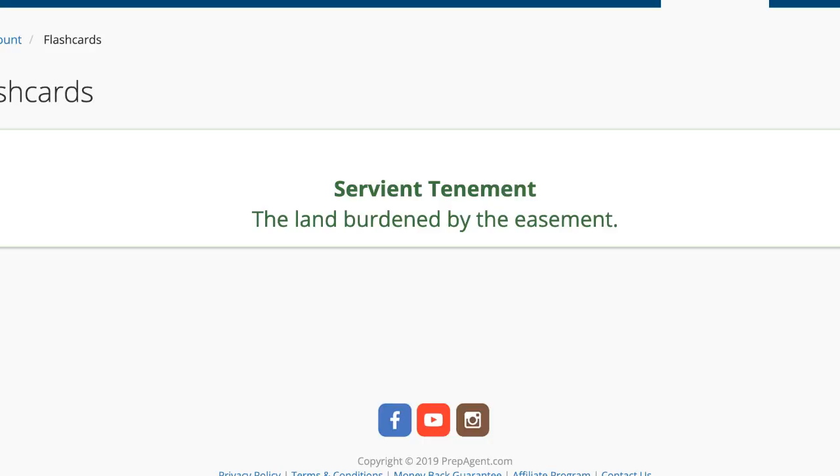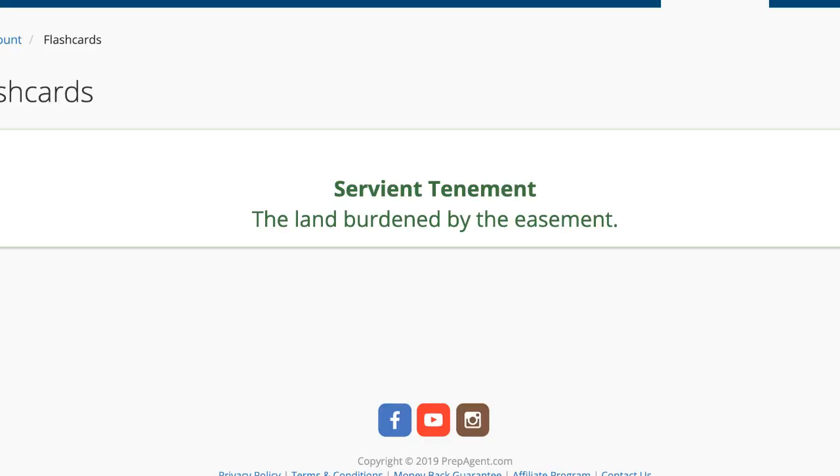Is an easement an encumbrance? Yes, an easement is an encumbrance.